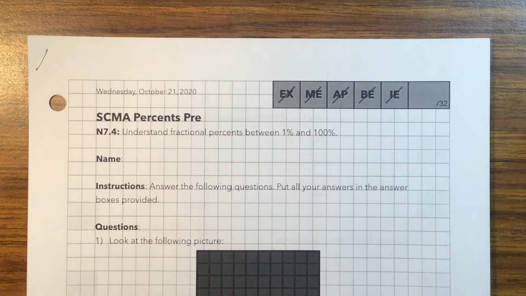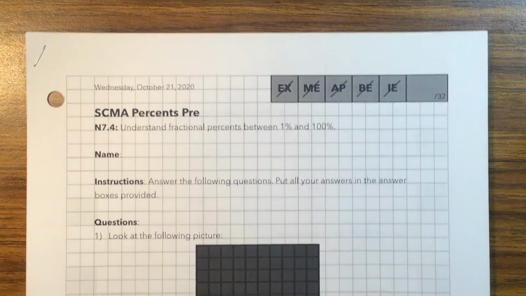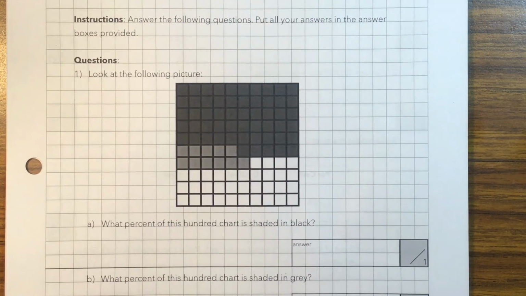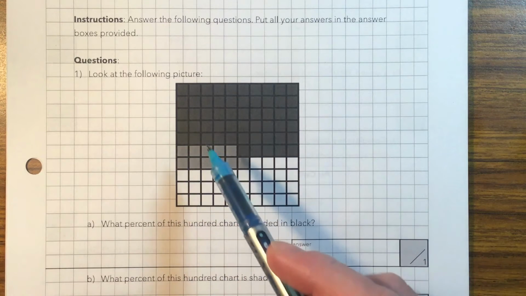Let's go through outcome N7.4 percents pre-unit assessment or pre-unit review. So let's take a look at a chart here. Question number 1, look at the following picture. What percentage of this hundreds chart is shaded in black? Well, it's not quite black, but it's pretty close.